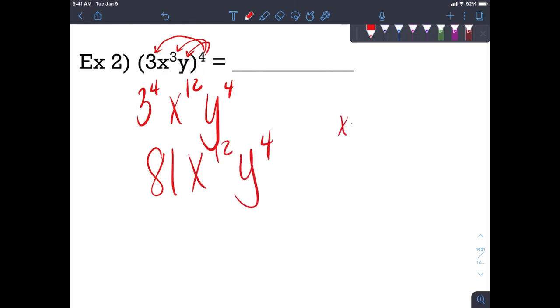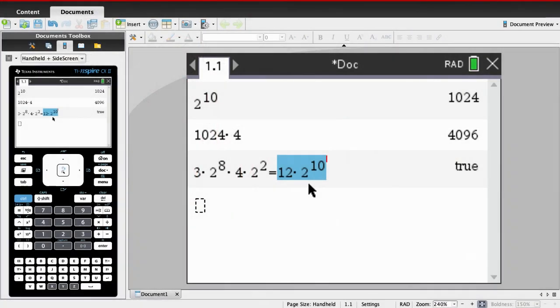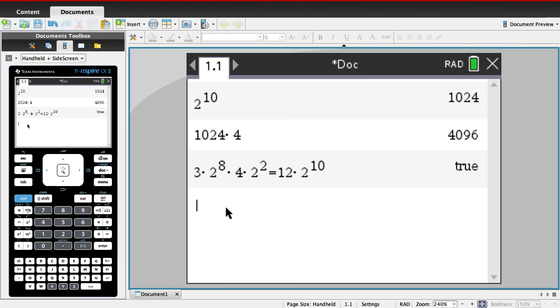I'm going to go ahead and say x is 2, y is going to be 3. Let's go ahead and test this in our calculator. So I'm going to go ahead and type in the original problem. 3 multiplied times 2 to the power of 3 multiplied by 3 to the power of 4.